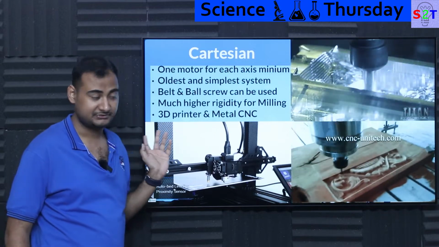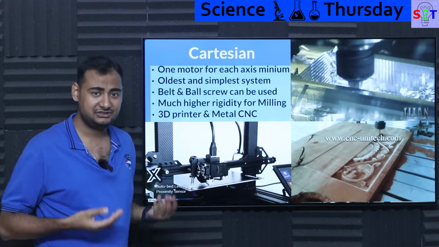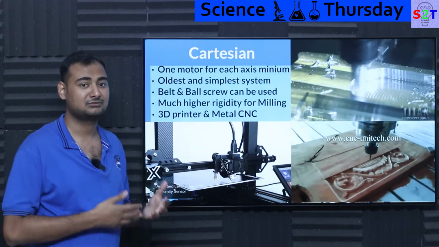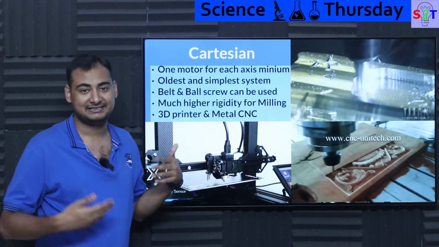It's also found in 3D printers, because my 3D printer, an Ender 3, has this system. Why? It's simple, it's cheap, it's efficient. You don't have to think too much about it. Your microcontroller does not have to overwork with it. So it's super efficient. And for metal CNC, there is no other option.